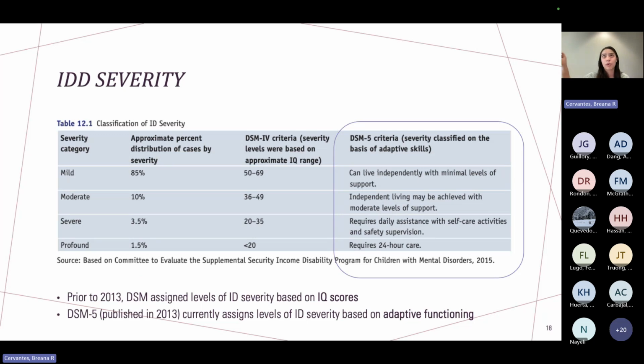Realistically, does this person require 24-hour care? Yes. Okay. And all my testing and all my clinical interviews suggest intellectual disability. Okay. So I'm going to give IDD and I'm going to give a specifier of profound severity.